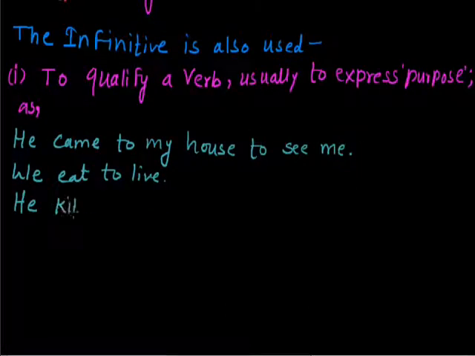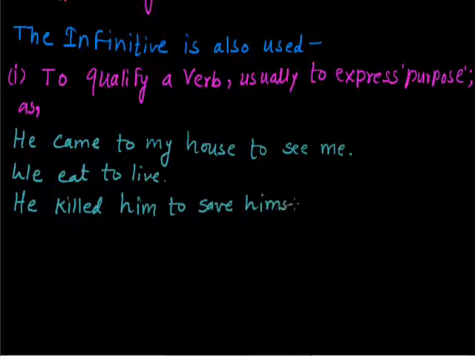He killed him to save himself. In this sentence also, to save himself is the infinitive, and it has been used to show the purpose of killing somebody. Okay. Next specific use of the infinitive is that the infinitive can also be used to qualify an adjective.